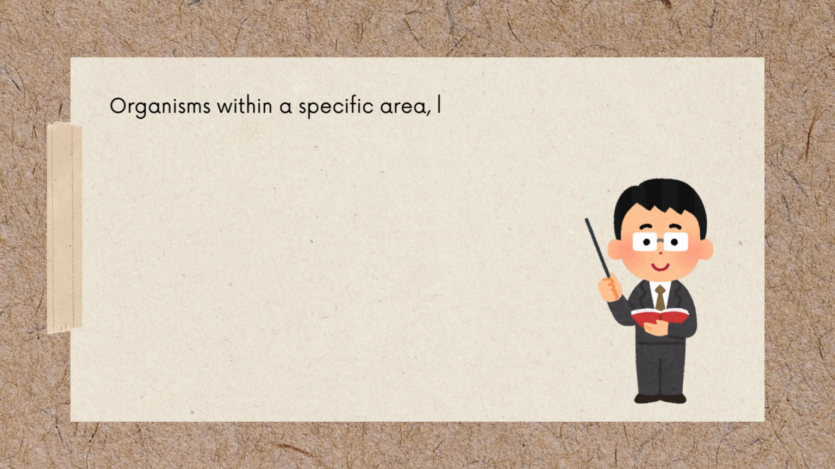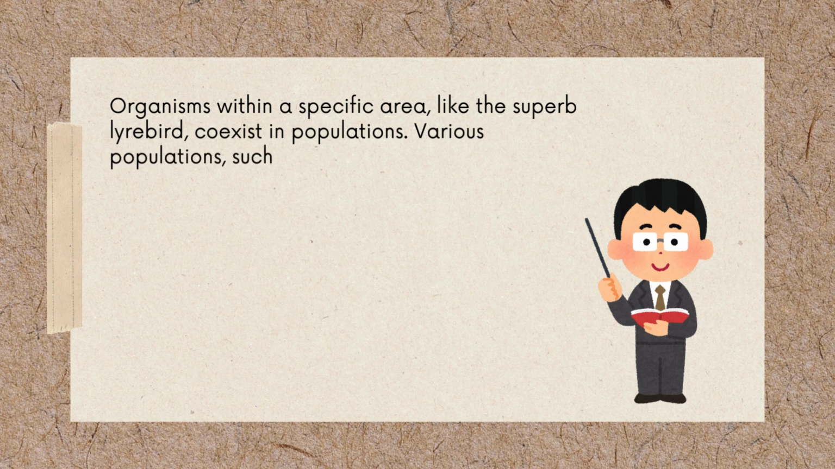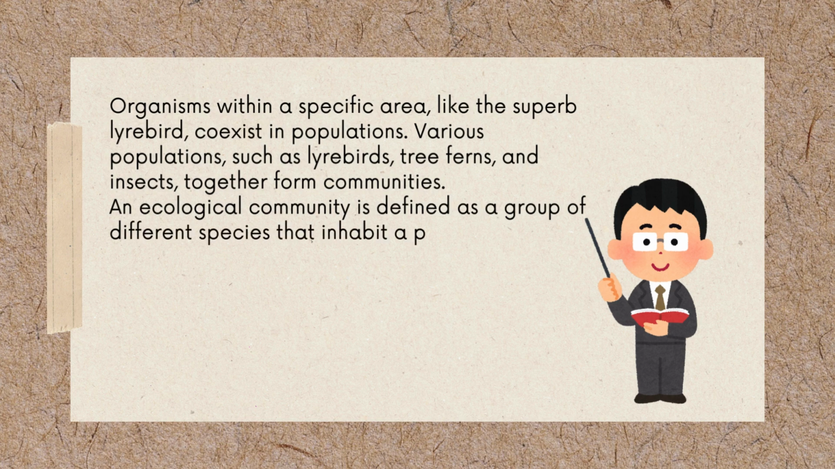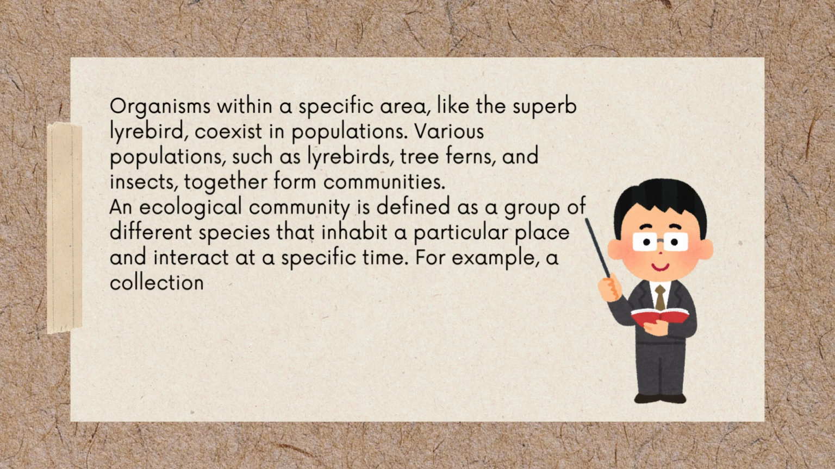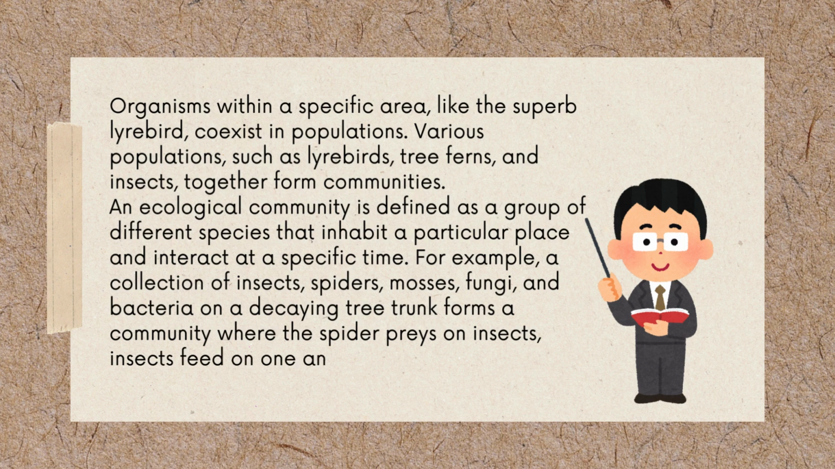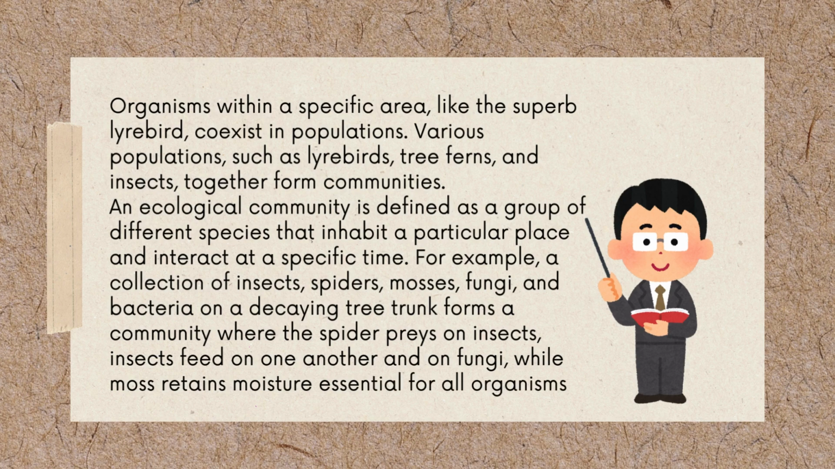Organisms within a specific area, like the superb lyrebird, coexist in populations. Various populations, such as lyrebirds, tree ferns, and insects, together form communities. An ecological community is defined as a group of different species that inhabit a particular place and interact at a specific time. For example, a collection of insects, spiders, mosses, fungi, and bacteria on a decaying tree trunk forms a community where the spider preys on insects, insects feed on one another and on fungi, while moss retains moisture essential for all organisms.